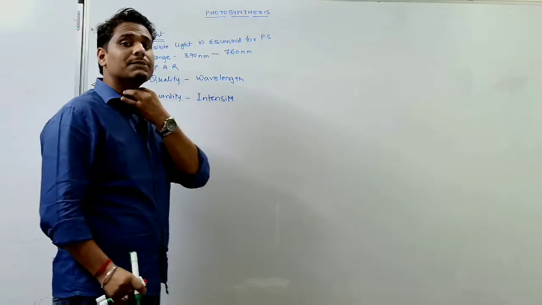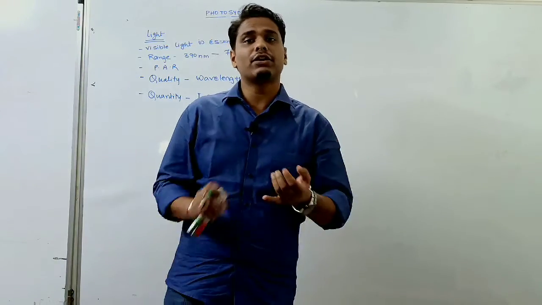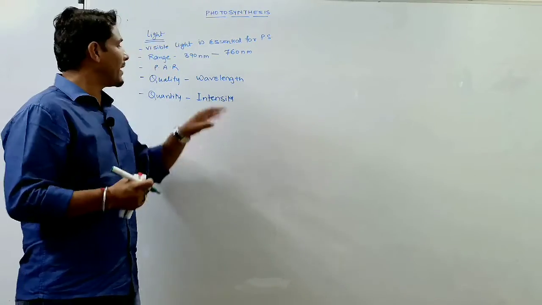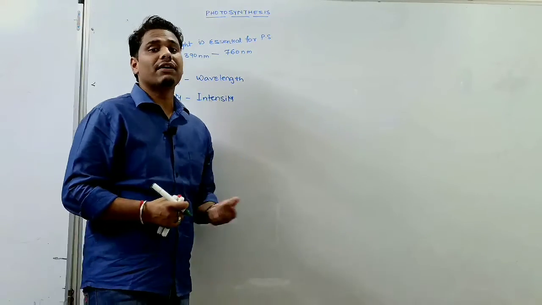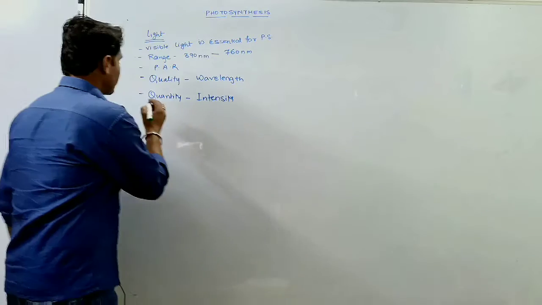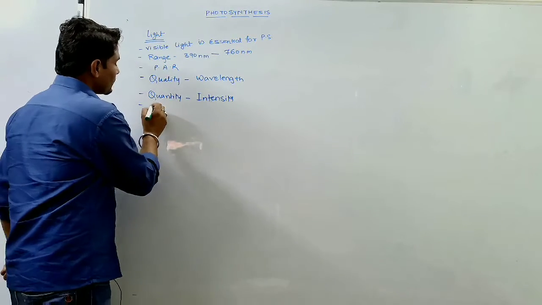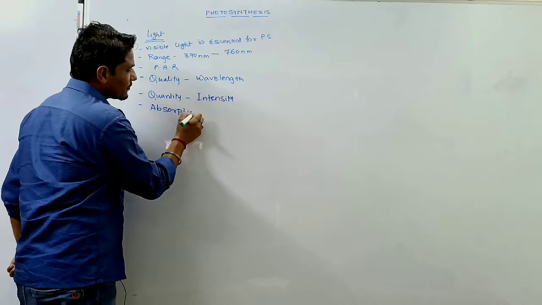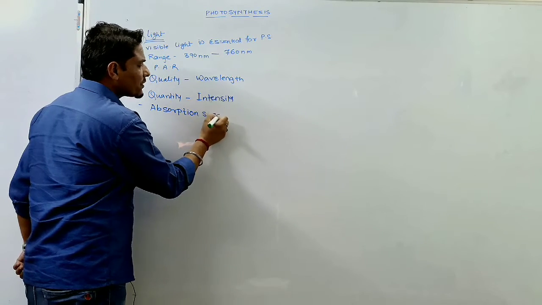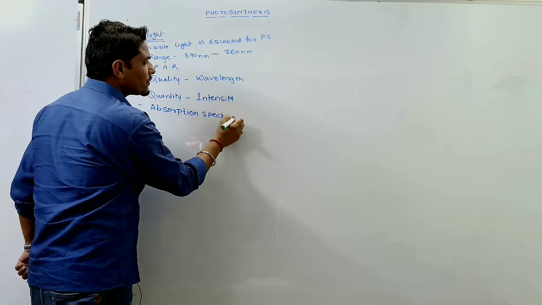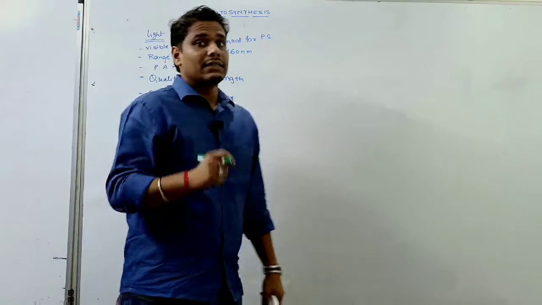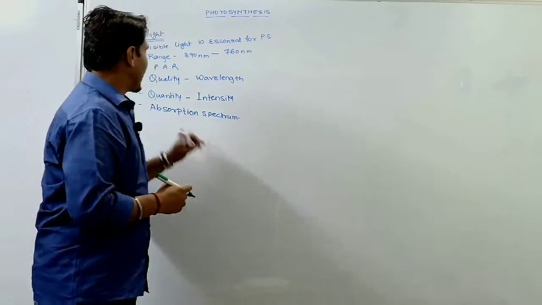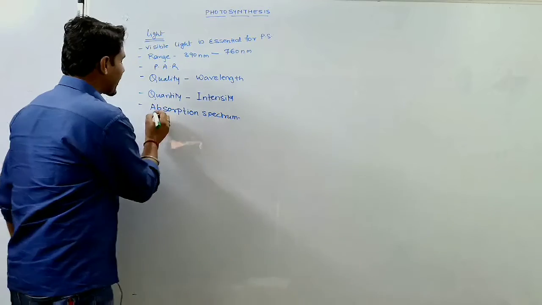There are various photosynthetic pigments like chlorophyll A, chlorophyll B, xanthophyll and carotene. These pigments absorb different wavelengths of light, and that is called the absorption spectrum. What is the absorption spectrum? The absorption spectrum means the spectrum of light absorbed by the plant.